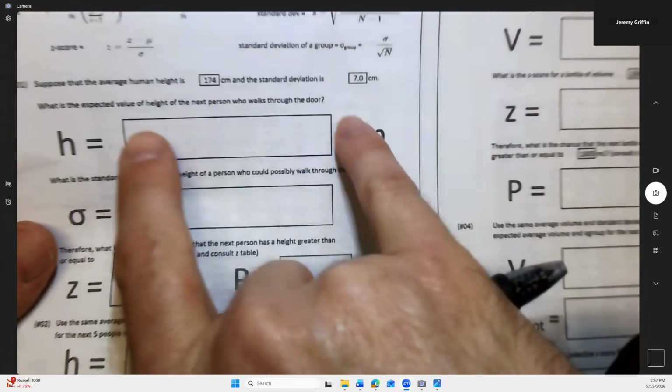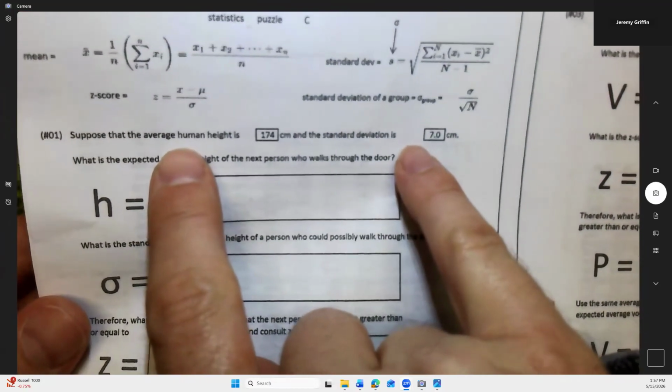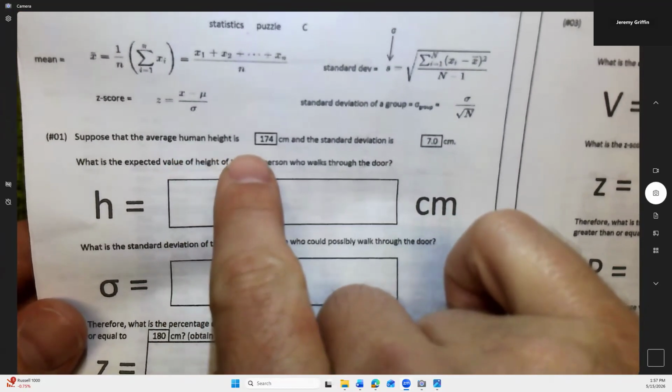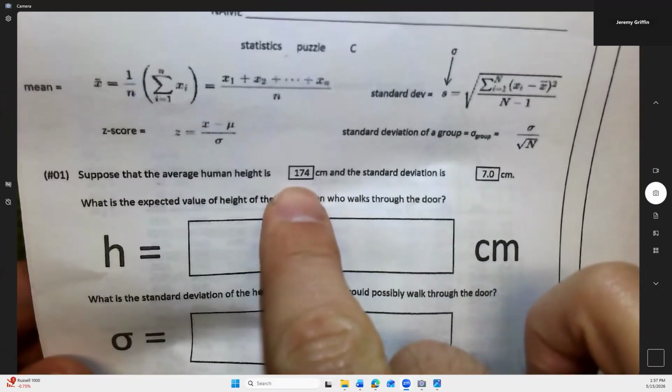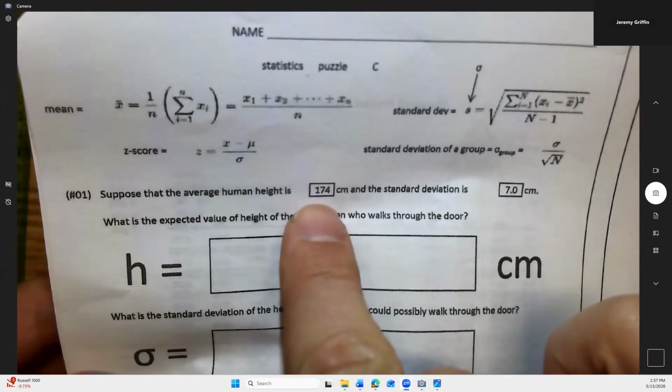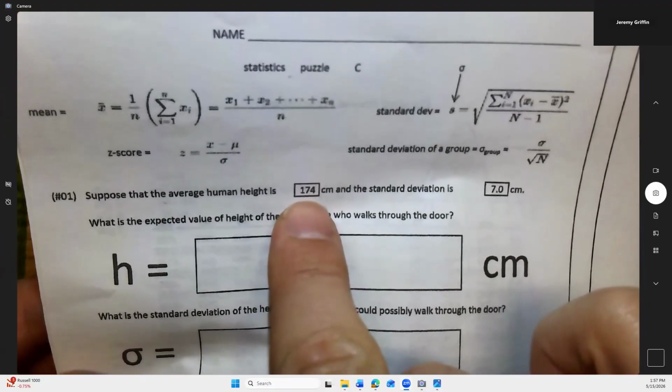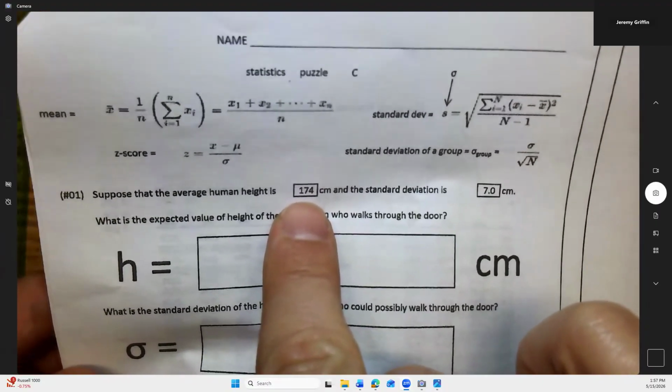Okay, so let's get a more down to earth type example. Right, so we're back to height. Suppose the average human height is so many centimeters. Again, this is where we all have different versions. So my version is probably different than yours. Right? So my height says 174 centimeters on average.